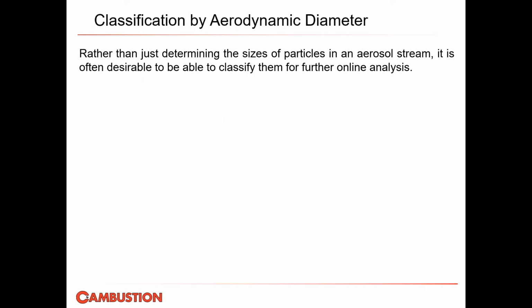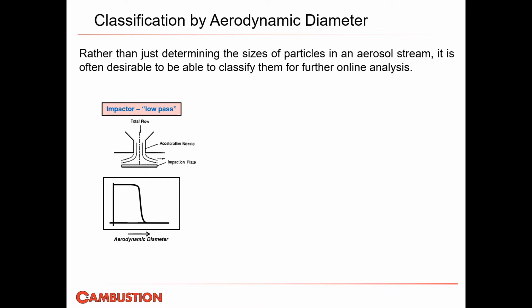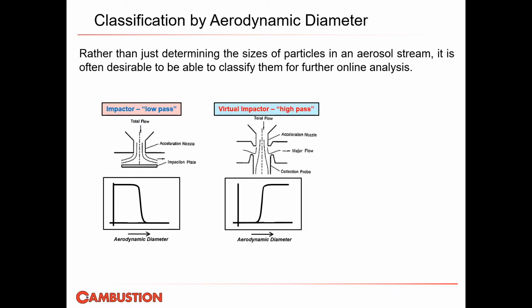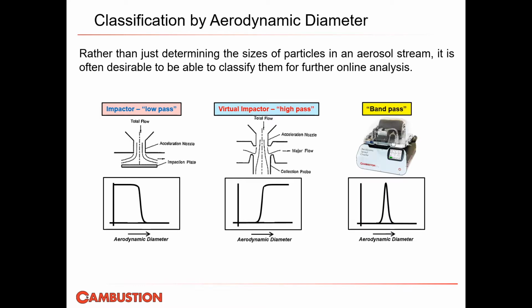Rather than just determining the size of particles in an aerosol stream, it's often desirable to be able to classify them online for further analysis. The state of the art at the moment is an impactor, which is effectively a low-pass filter. It allows through the smaller particles. If you want to allow through the larger particles, you can get a virtual impactor. The AAC allows a band pass by aerodynamic diameter, i.e. particles over a finite size range, to be selected.